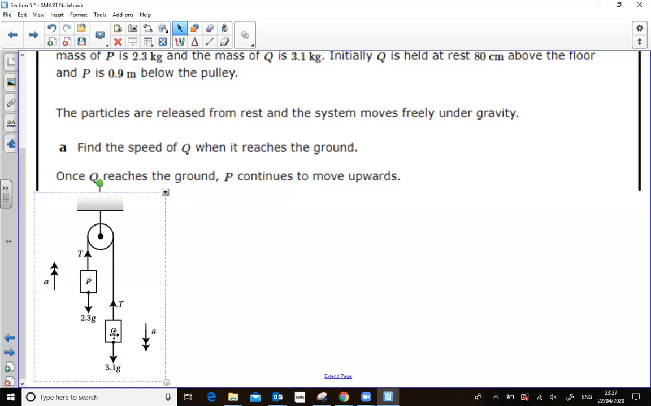Now be careful, because they are connected by the same piece of rope or string, so the acceleration will remain the same for both particles P and Q, just in the opposite direction. And also there will be tension throughout the string. So for Q, there's a tension pulling upwards, which we label T. And for P, there will be a tension upwards as well, and it will also be T. Okay, so now part A, as we said, we're going to find the speed of Q.